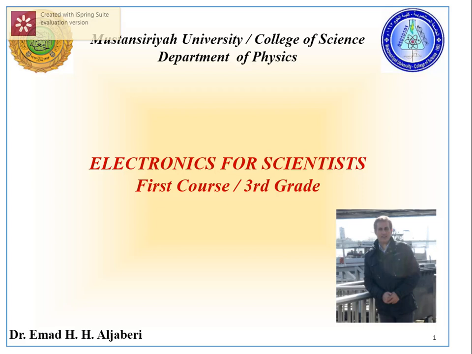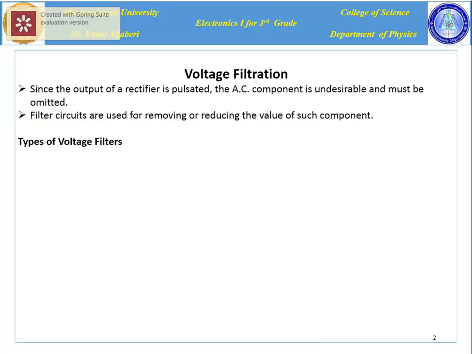In this video I'm going to talk about voltage filtration. We have already known that the output of a rectifier has two components, AC and DC. Such output is referred to as pulsating. The AC component is undesirable because many applications currently require a pure DC voltage. So the AC component has to be minimized as low as possible. For doing that, the so-called voltage filter is used.